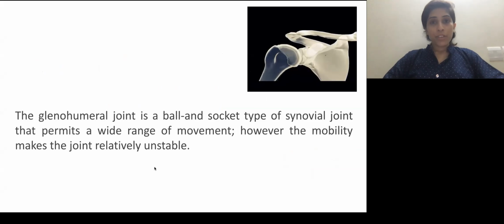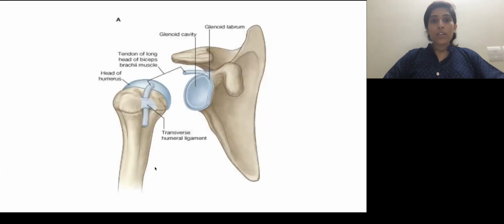The glenoid fossa has a concave surface, whereas the head of the humerus has a convex surface. Here you can see this concave surface, that is the glenoid cavity, and the head of the humerus, which has a convex surface. The head of the humerus has a larger articulating area compared to the glenoid fossa.